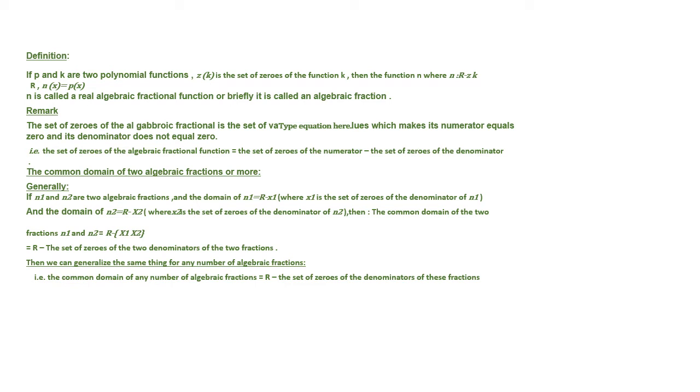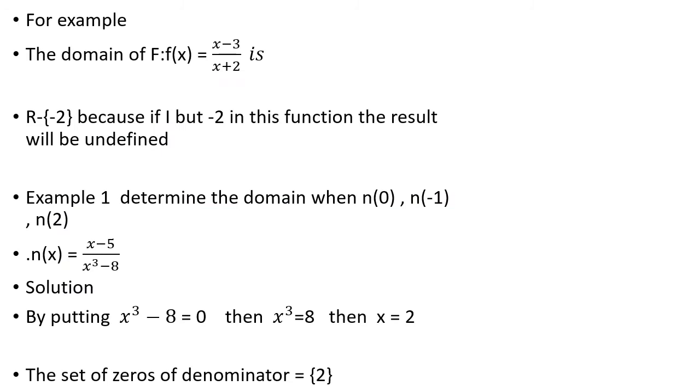And for the common domain, we want to have the domain of the first function and the domain of the second function. Then we get the intersection between the two domains. Like this example, the domain of the function x minus 3 over x plus 2. So we want to get the set of zeros for the denominator that we have.